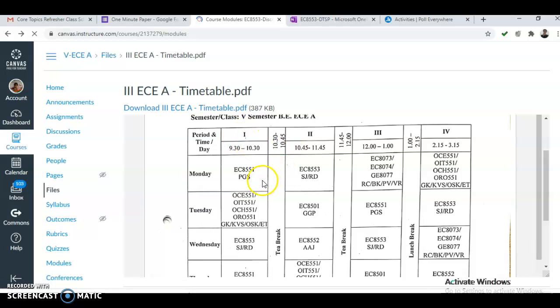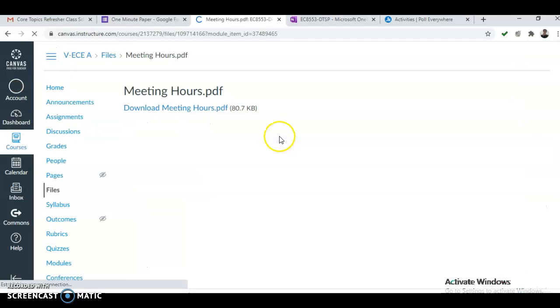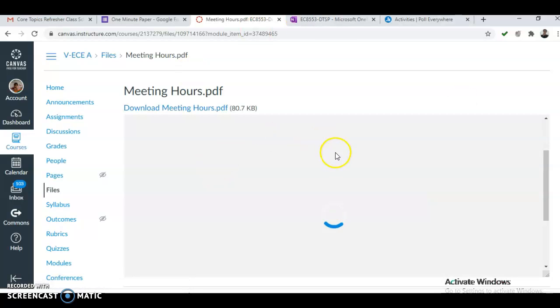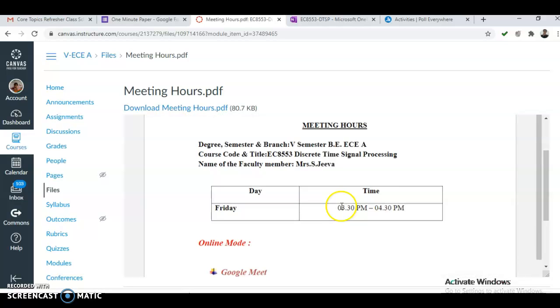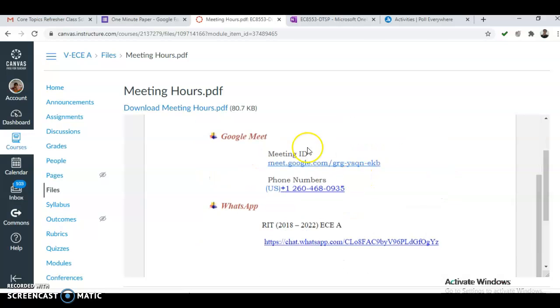Next I am showing my contact hours. These are the meeting hours, for the purpose of a doubt clearance class, which is available on Friday 3:30 to 4:30 p.m. Both Google Meet and WhatsApp are available. The students can ask any question in this group and on Google Meet also.